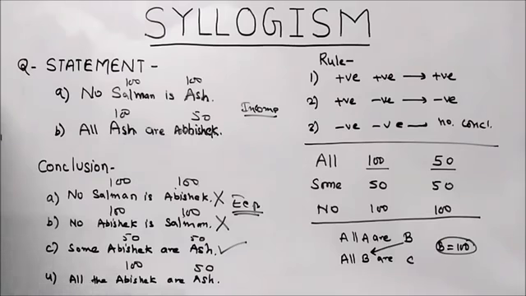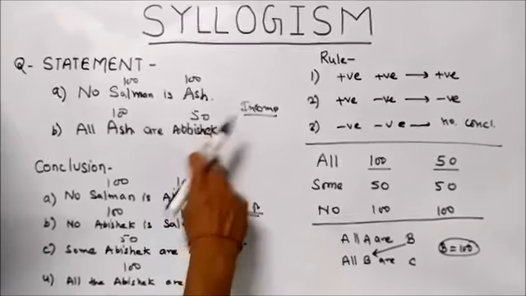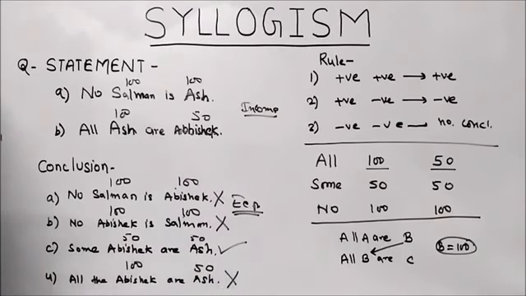Now check all Abhishek are Ash. Here Abhishek is 100. Here Abhishek is 50. Income is less than expenditure. So this cannot be true.